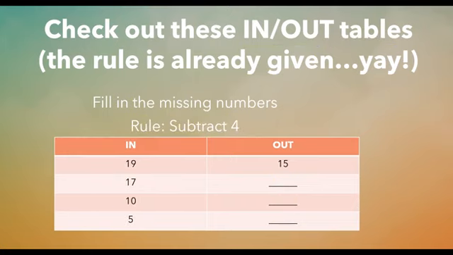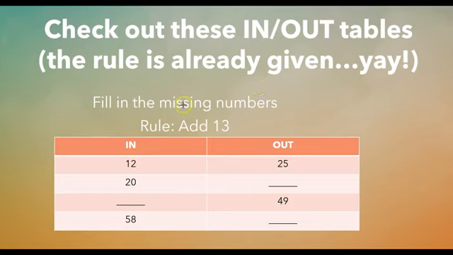Here is another in and out table where the rule is already given. The rule is subtract 4. And it gives an example here. 19 minus 4 is 15. Well, we've got to apply the rule to our ins. And so we do 17 minus 4, that would be 13. 10 minus 4, I know you know it. 6, and 5 minus 4, probably the easiest one on here. That is 1. Apply the rule to the in.